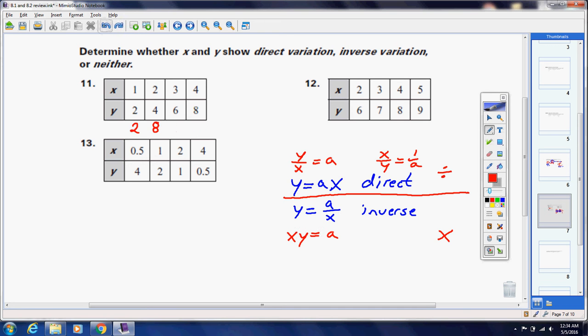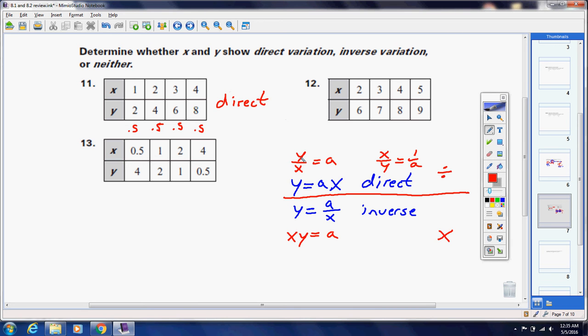Let's back up. Let's try dividing. If I divide 1 divided by 2, that's 1/2 or 0.5. 2 divided by 4, that again is 0.5. 3 divided by 6 is 0.5. And 4 divided by 8 is 0.5. That already is telling me, I know from my equation here, if I divide x by y and I end up with the same constant, then that is a direct variation. So I know that this is a direct variation.